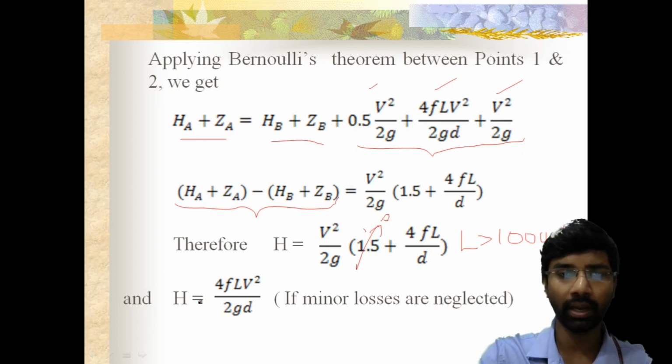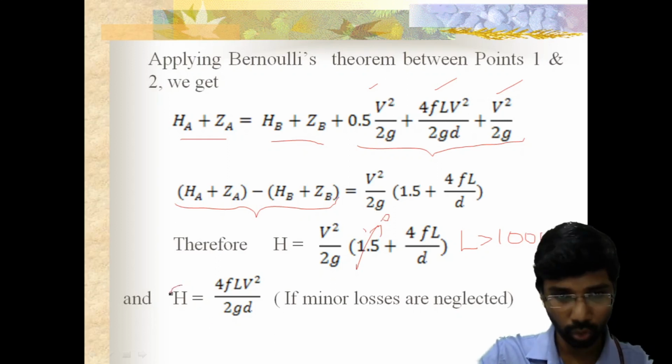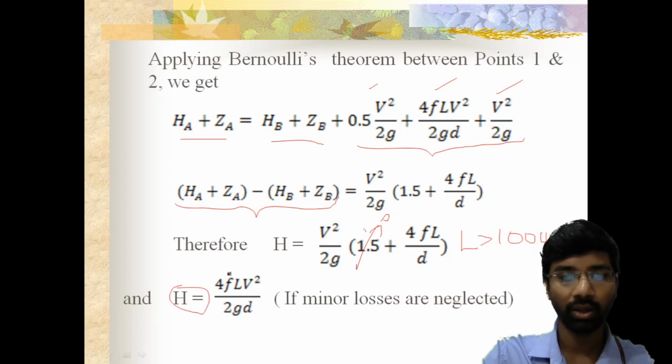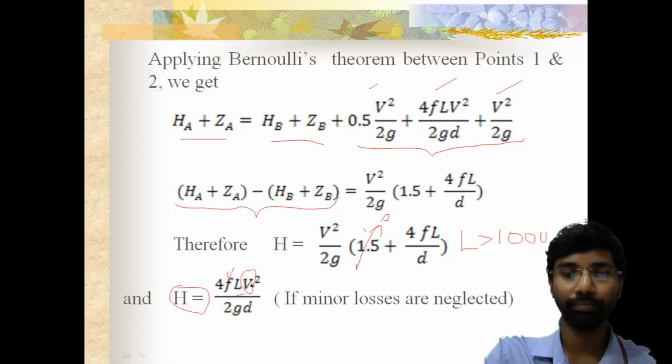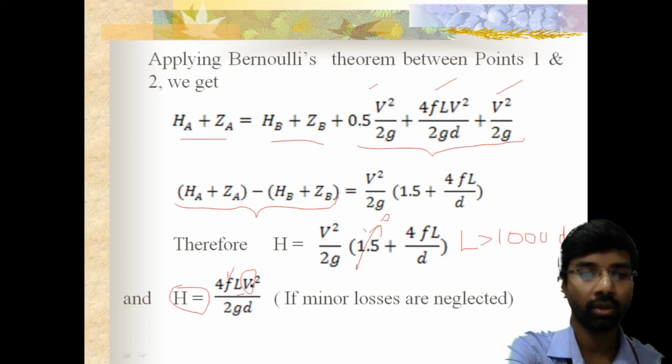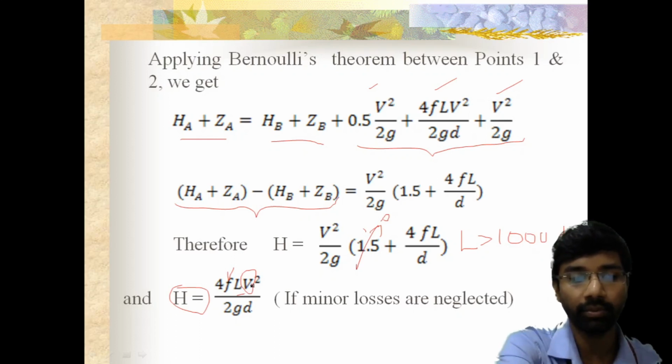So the total head loss H can be written as 4 FLV square by 2G. And if you know this H value, the frictional factor value and L value, you can identify the average velocity in the particular pipe, right? From this concept, we can identify the average velocity of the particular pipe that is connected between the two reservoirs.